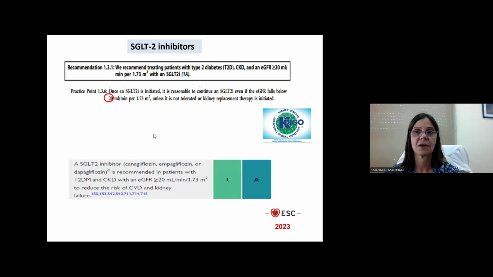This is shown in all guidelines, also the European Society of Cardiology guidelines, but also the KDIGO guidelines. We recommend treating patients with type 2 diabetes mellitus and CKD with an eGFR higher than 20 mL per minute with an SGLT2 inhibitor. And once initiated, as the KDIGO guidelines state, it can be continued until the patient starts dialysis.